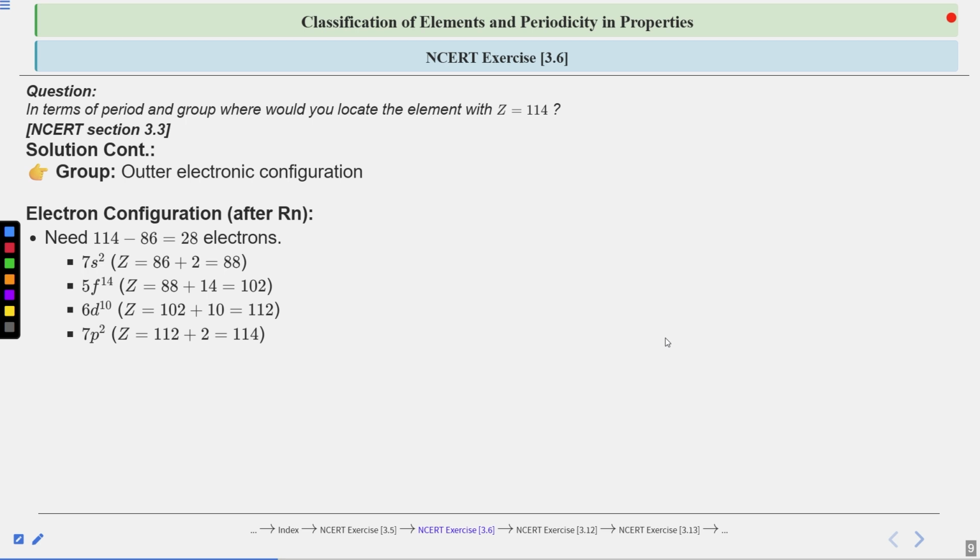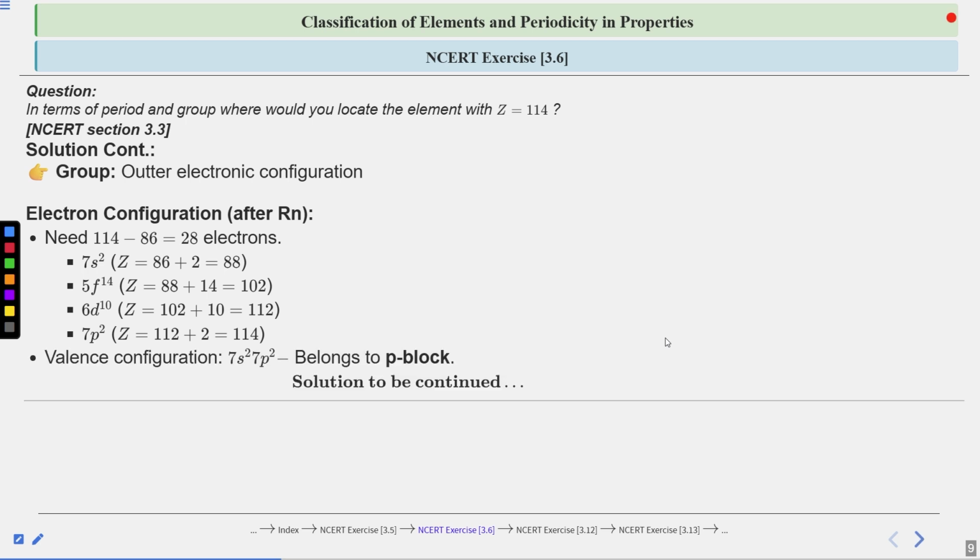Now, it may be possible that you find difficulty in identifying which subshell will come after the 7s, which will come after the 5f. So I request you to practice this by yourself. We have seen writing the subshells in energy order in the chapter on structure of atom. So you must practice that part. Now, since your last electron is going to the p subshell, that means your element belongs to the p block. So that thing is for sure.